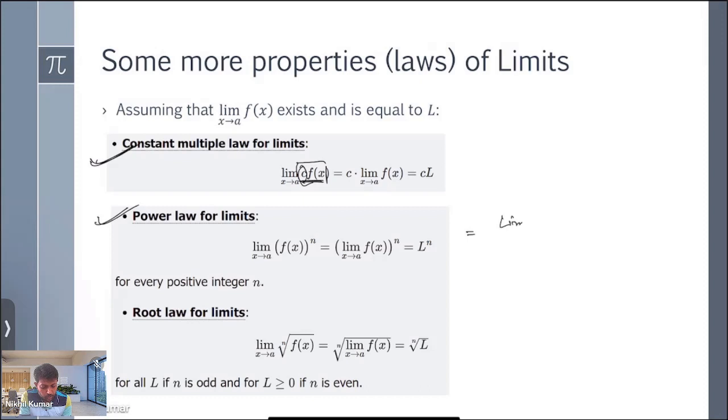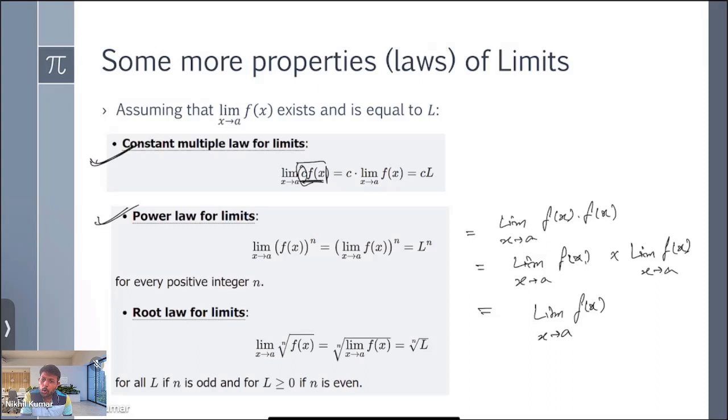See, we all know that the limit of f of x into f of x when x tends to a number is equal to the limit of f of x as x tends to a multiplied by the limit of f of x as x tends to a. Isn't this the same as saying the limit of f of x as x tends to a, whole squared? Okay, if you have n number of functions, if f of x is multiplied by itself n number of times, then you have this rule. Simple as that.